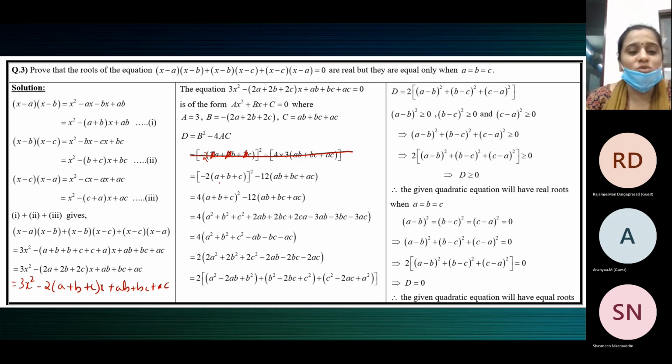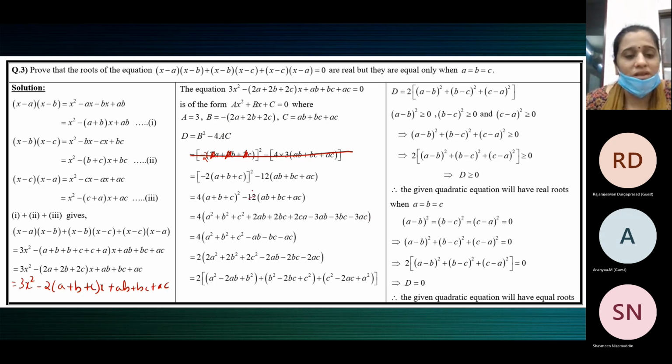Okay, fine. So minus 2 into minus 2 is 4. 4 into (A plus B plus C) the whole square minus 12 into this one. Now you cannot divide by 4 throughout. You should take out 4 common. When you take out 4 common, you will get this.